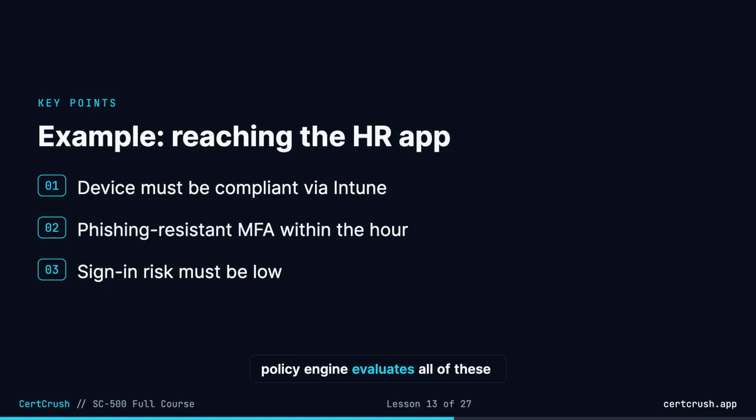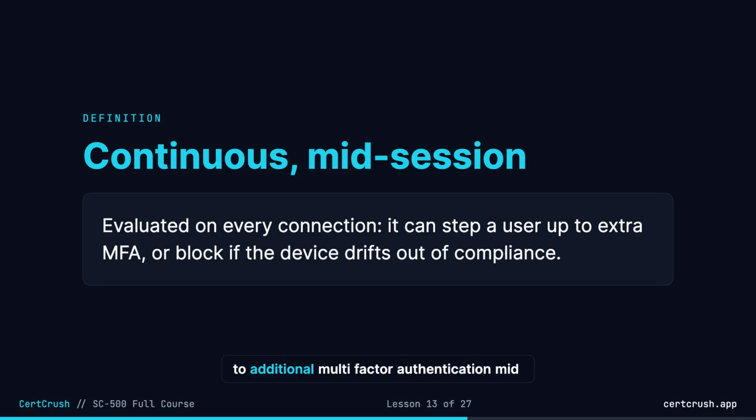The policy engine evaluates all of these conditions on every single connection, not just once at login. That's a meaningful shift from how things used to work. Old VPNs gave you a binary yes or no decision at the front door, then trusted the connection blindly for hours afterward. Conditional access working through global secure access can step a user up to additional multi-factor authentication mid-session, the moment they pivot toward a more sensitive application. It can block the connection entirely if the device falls out of compliance while the session is still active.